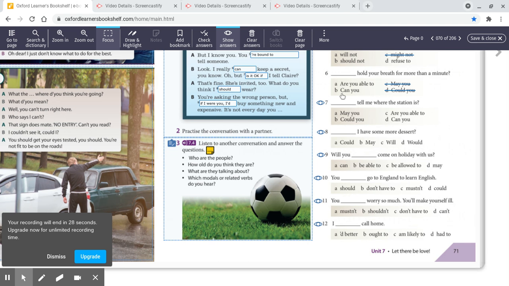Right. Can you? Actually, you could have could you if it's the doctor. Could you hold your breath for more than a minute for me, please? Are you able to and can you? There is a slight difference in usage, but I don't have time for that now, do I? And let's go through the rest in less than 10 seconds.